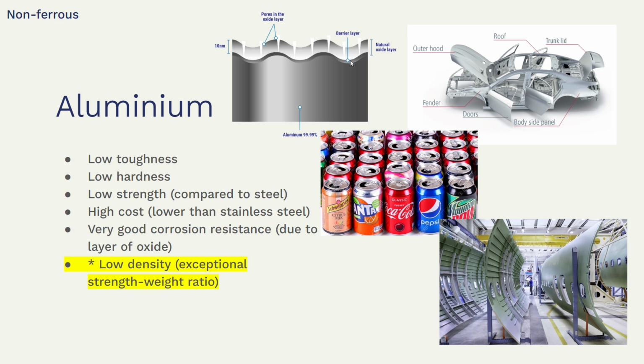Not only that, aluminum has low density, which gives it an exceptional strength to weight ratio, which is why it's used in airplanes and cars. It's also used in food packaging like soda cans.